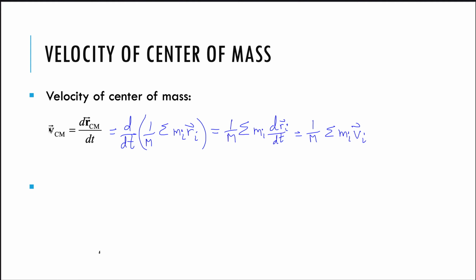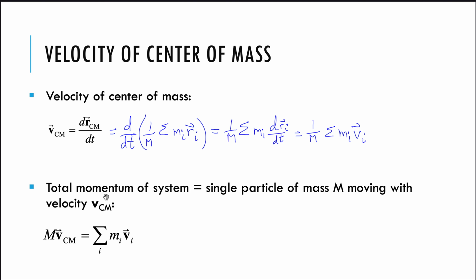So this is how we get the velocity of the center of mass. We just sum all of the masses times their velocities, divide by the total mass. In order to really emphasize the importance of this, let's reorganize this equation that we just found.